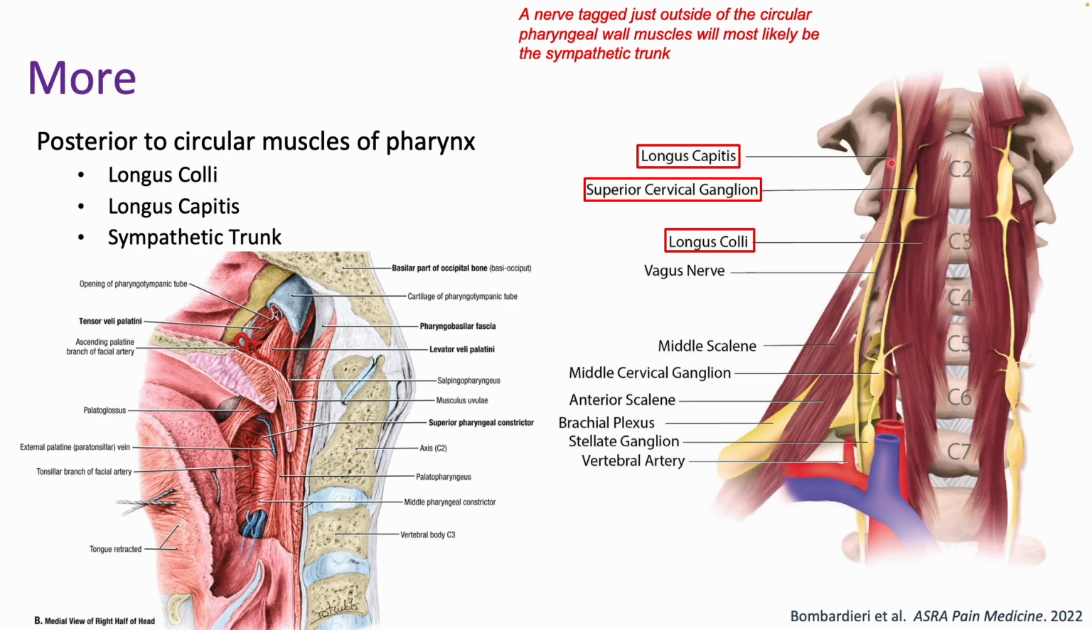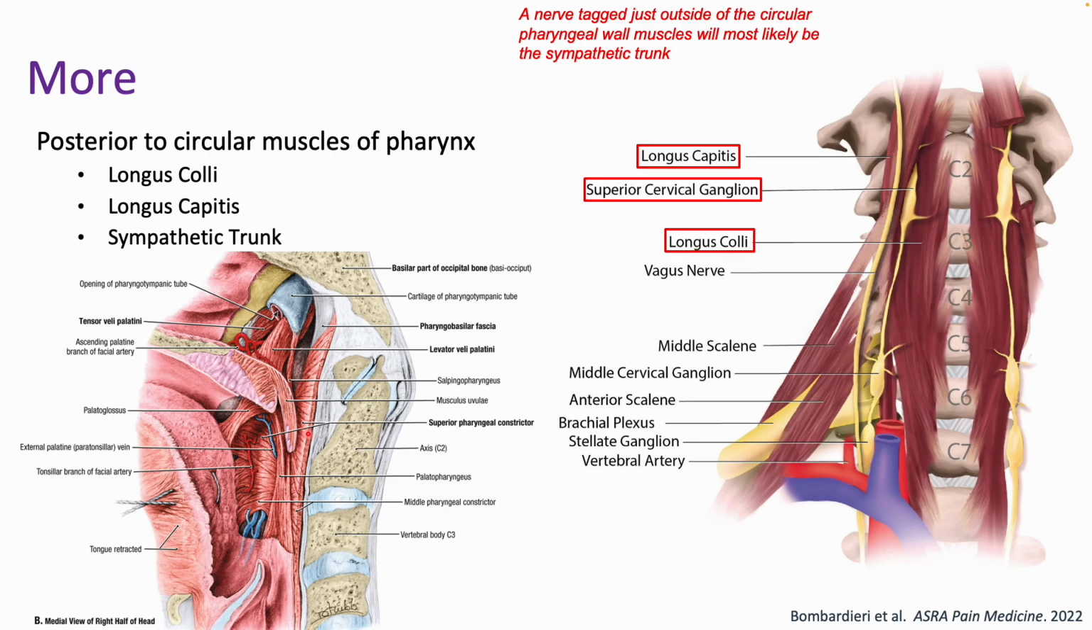The longus colli is going to be running up here. Or sorry, the longus capitis is up here because we wear a cap on our head. Capitis is going to be higher up. Longus colli is going to be running a lot more down, and it's going to be more medial. So when we're up here, we should be seeing kind of this region.